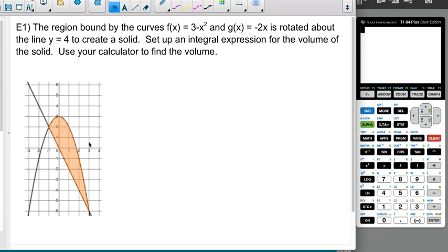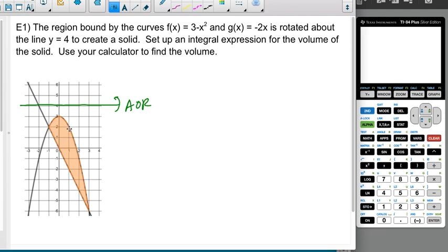So this region that we can see in the picture is bound by the parabola, which is clearly the frown here, and the line, and is rotated about the line y equals 4. So this is where y equals 4 is, right? This is my axis of rotation. That's what I'm rotating around to create a solid. We're going to set up an integral expression and then find the volume using our calculator.